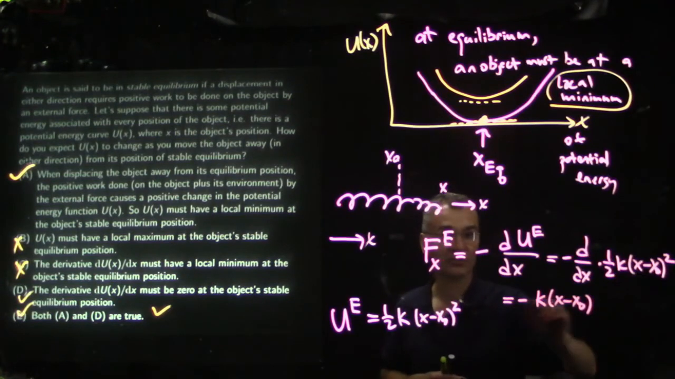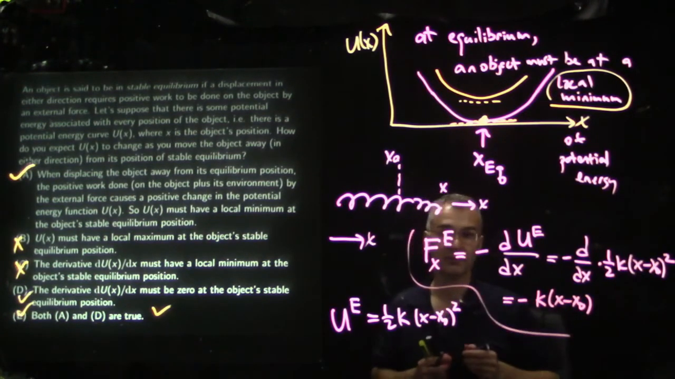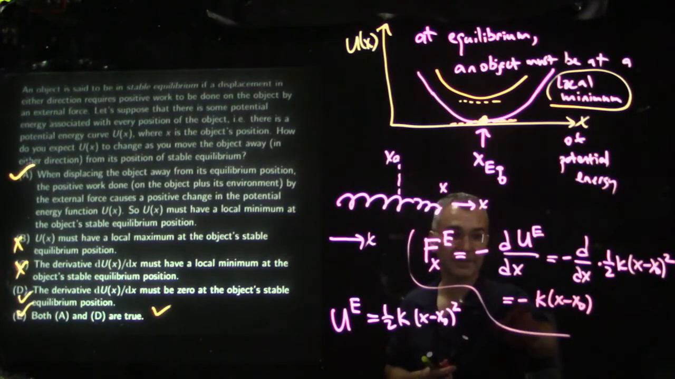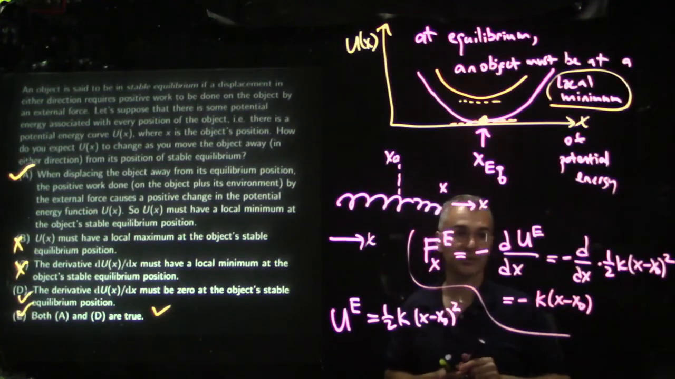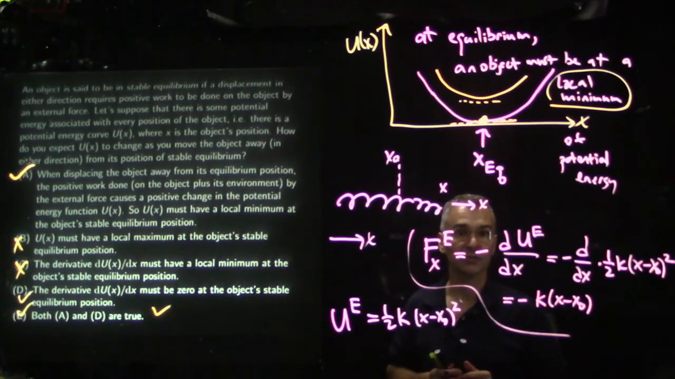Well, that makes sense. So the force exerted by the end of the spring in the x direction is just minus k times (x minus x relaxed). You see, so that's minus the derivative of the potential energy function with respect to the displacement or the position.